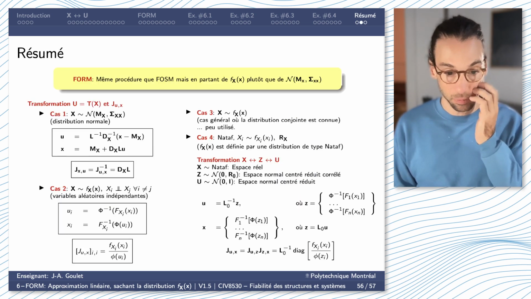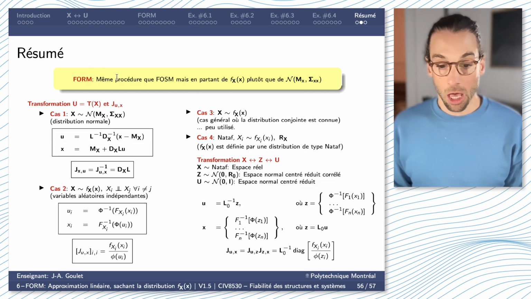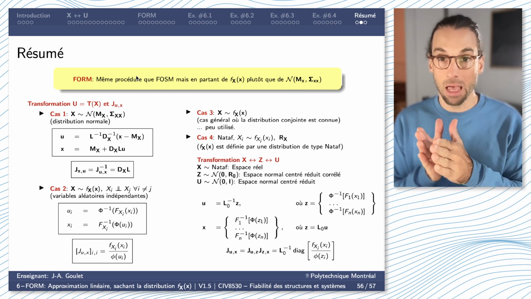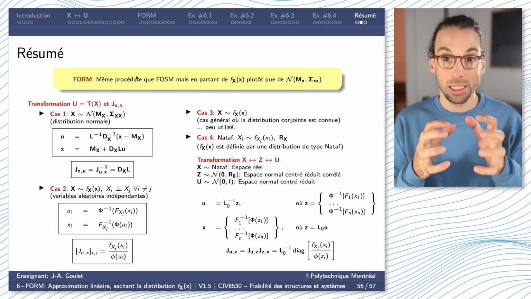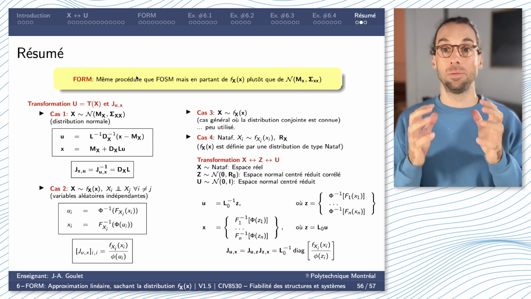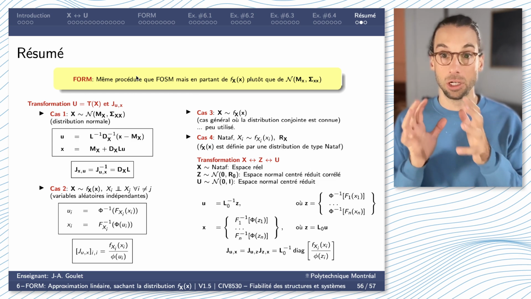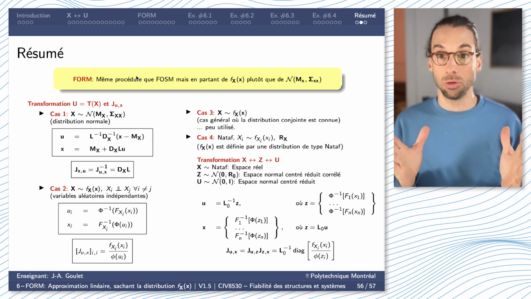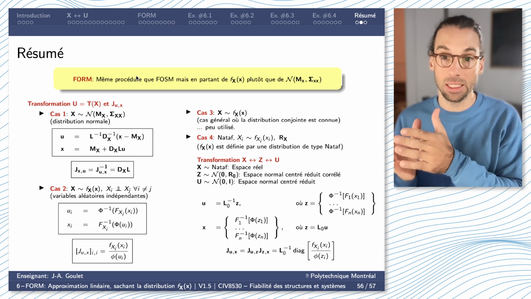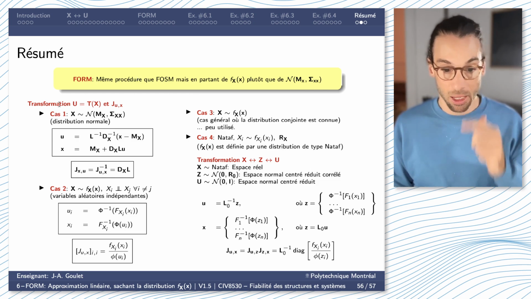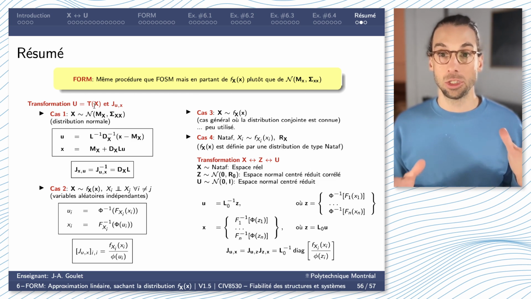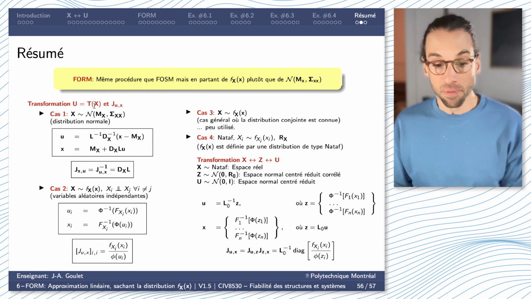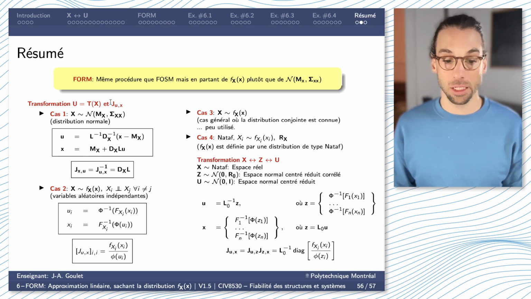So in summary, the discrepancy between FORM and FOSM is the same basic procedure, except that FOSM will consider that the joint PDF for our random variables is going to be a multivariate normal, whereas FORM is going to assume that it can be any distribution, so FOSM can be seen as a special case of FORM. So in all cases, we need two things to transform from the original space to the standard normal space where we're going to apply FORM. So we need the transformation function as well as our Jacobian.